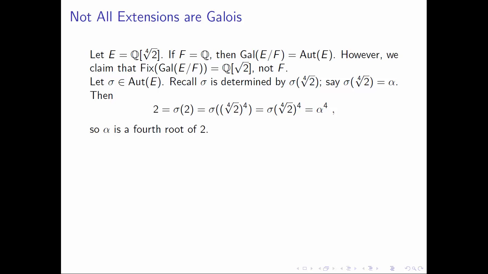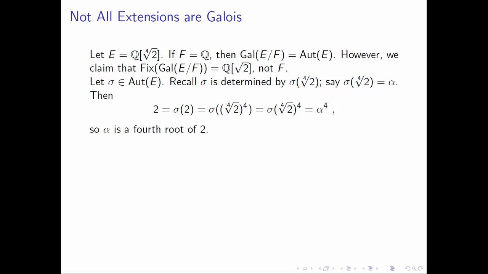So to see this, let's let sigma be an automorphism of E. And remember that when we did the preliminary example, we saw that sigma is completely determined by what sigma does to the fourth root of 2. Now, we don't know where it goes. Sigma of the fourth root of 2 is something, though, so let's call it alpha. And let's just look at some properties of what has to be true of this.